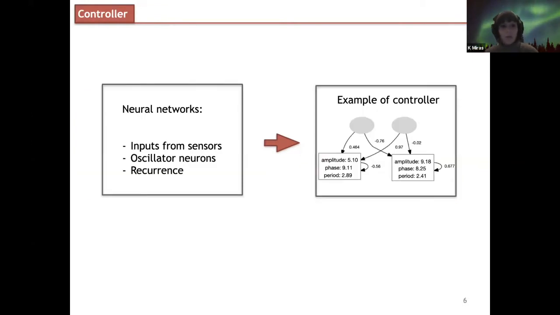For the controllers, we use neural networks, but some sort of hybrid. We do use a CPG, which means every motor is associated with an oscillator neuron. And here on the right, we can see these oscillators have a few parameters, but also there can be recurrence to these oscillators, and they can receive inputs from the touch sensors.